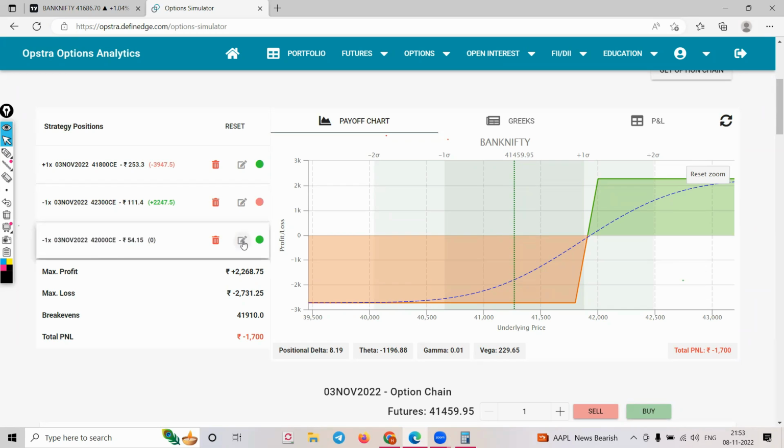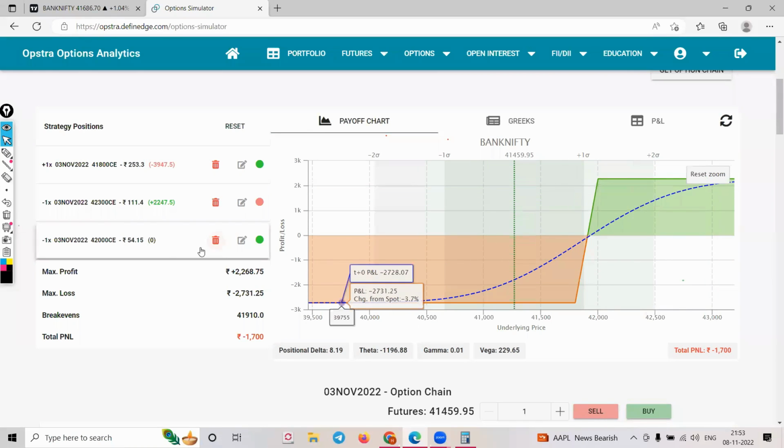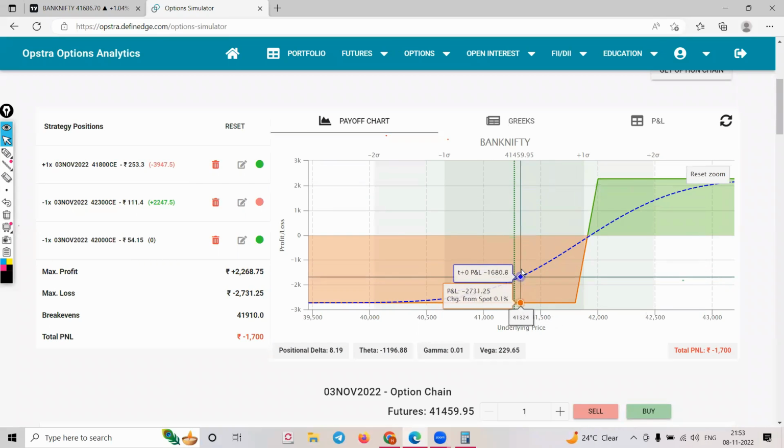Someone said to increase the lot. So what will happen if I increase the lot? The loss will come down to around 700 or 800 rupees. Okay, let me go for 2 lots. Yeah, that is one thing we can do, but the only thing is that it will expose your losses also.